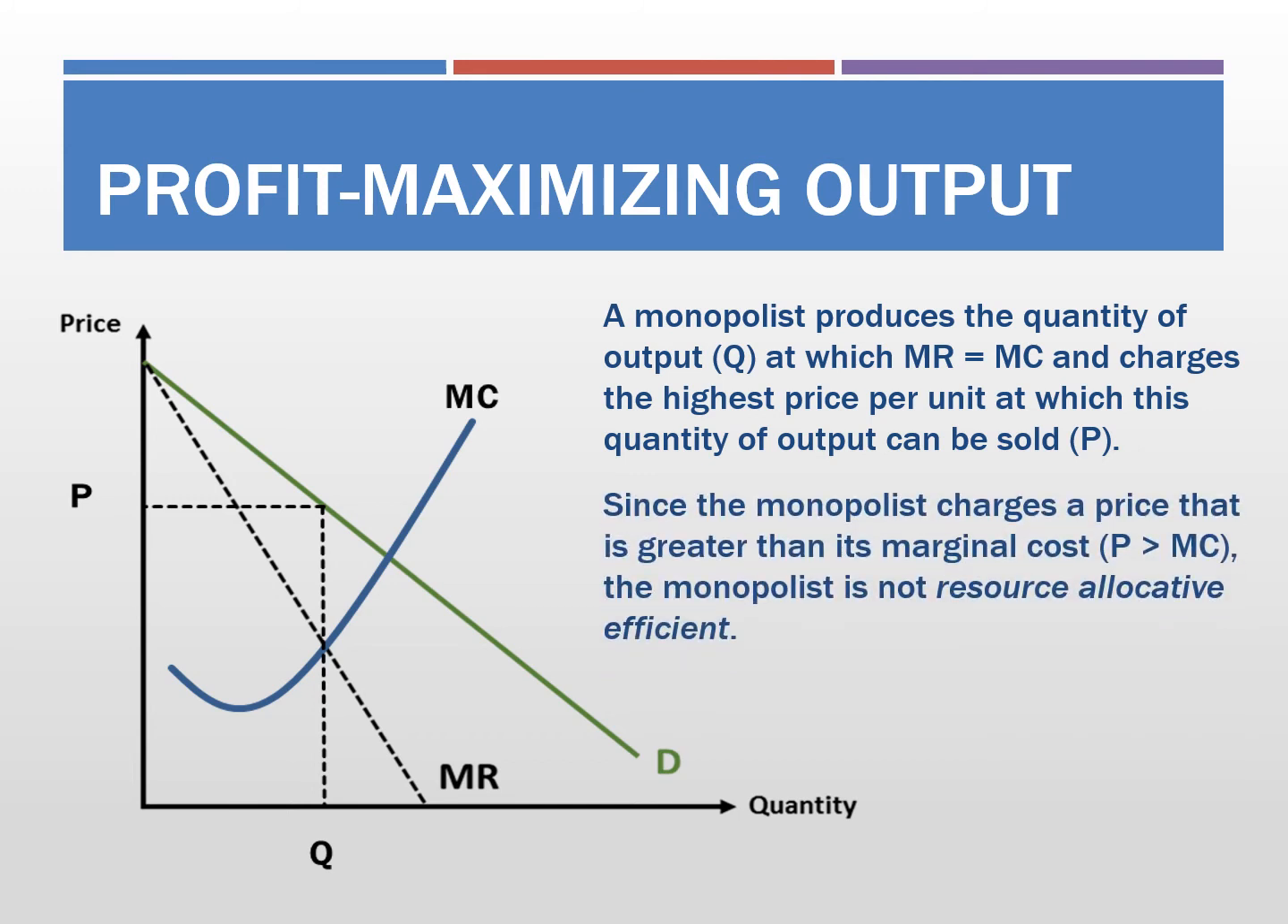Since the monopolist is always going to charge a price that is greater than the marginal cost, that's why the monopolist is not resource allocation efficient.